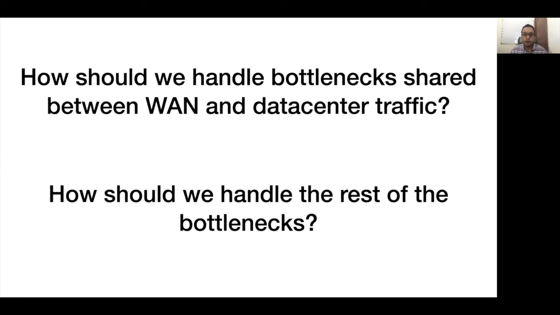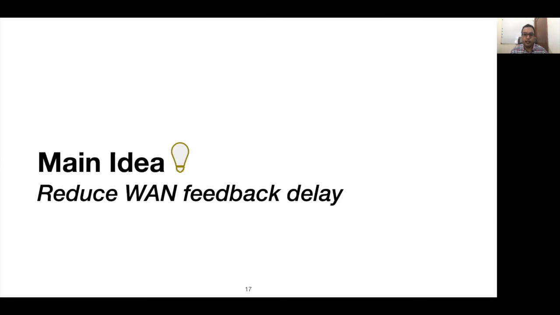To answer the first question, we have to look at the root cause of performance impairments when WAN traffic and data center traffic compete. That is, the slow reaction of WAN traffic. Our main idea for an answer is to reduce WAN feedback delay, improving its reaction time to congestion. However, there are several ways to cut WAN feedback delay.